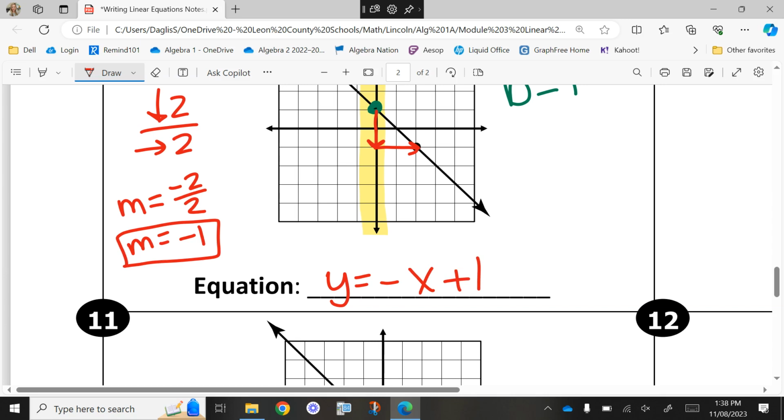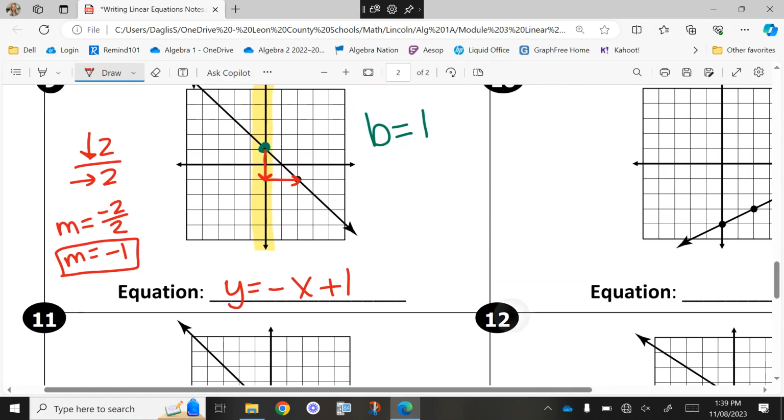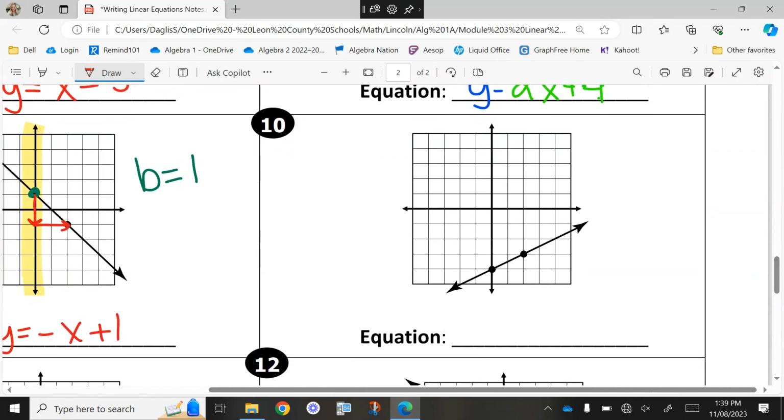Y equals negative x plus 1. All right. Questions for me? All right, moving on to number 10.